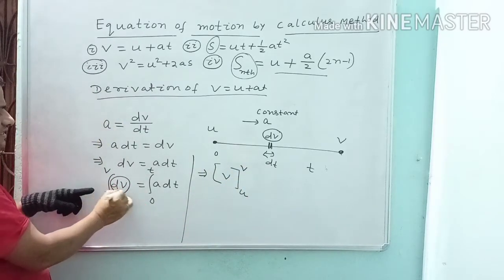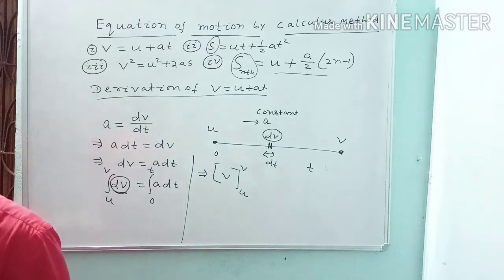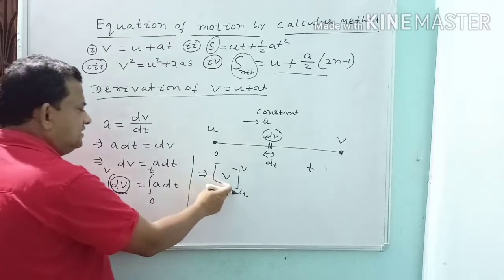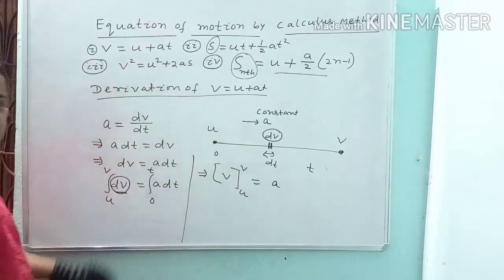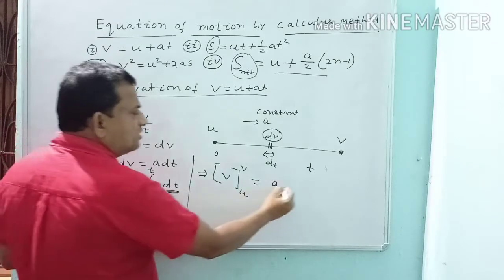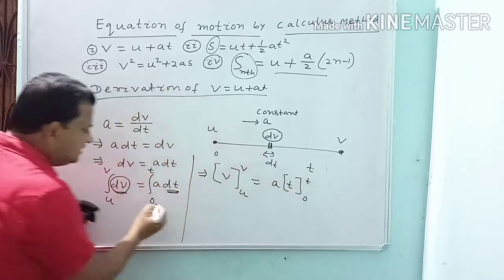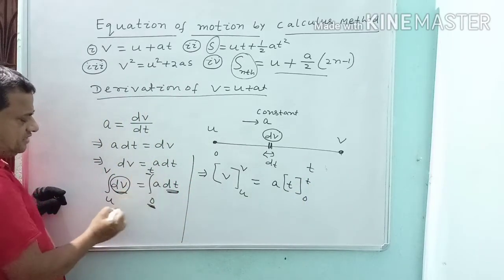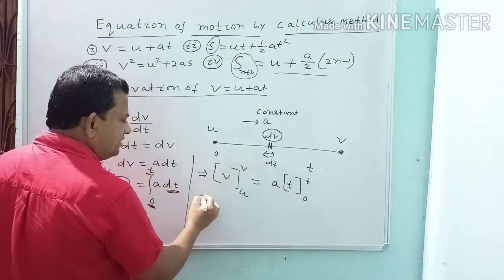First you have to integrate. What is integration of dv? That is v. One says what is integration of dx? That is x. What is integration of dy? That is y. So integration of dv is v. Exactly on the right side, a is constant. Constant is taken outside of the integration, and integration of dt is how much? That is t. So the limit is 0 to t. This is the lower limit, this is the upper limit.